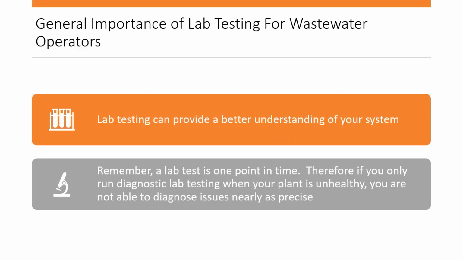So lab testing can provide a better understanding of your system, but you need to remember that a lab test is only one point in time. So you shouldn't be using a single lab test to analyze the health of your plant. You should look at a number of lab tests and be able to compare unhealthy times to healthy times in your plant operation to have a good sense of what's going on.